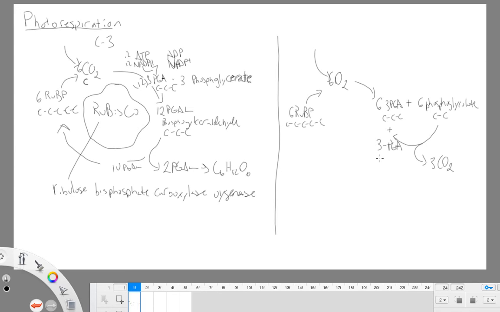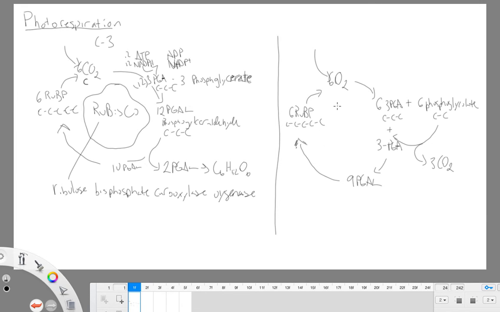So now we have a total of 9 of these PGAs that will result in 9 PGALs. But here we're at a deficit of 3. So we have no PGALs that go to make glucose. Everything goes back to try and make as much RuBP as we can, but again, we can't complete this cycle because we need 10 of these if we want to actually make what we lost.